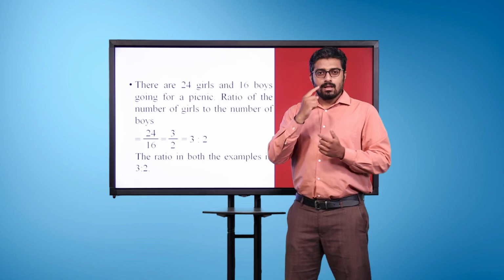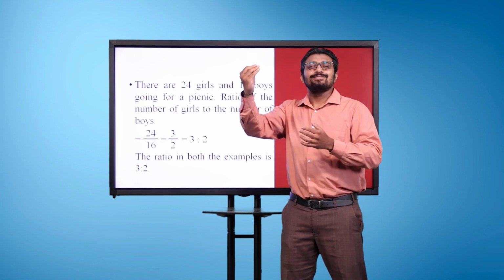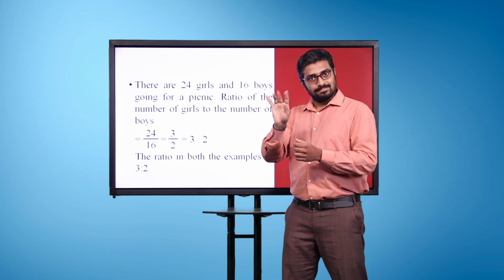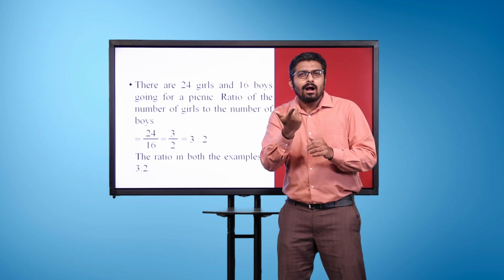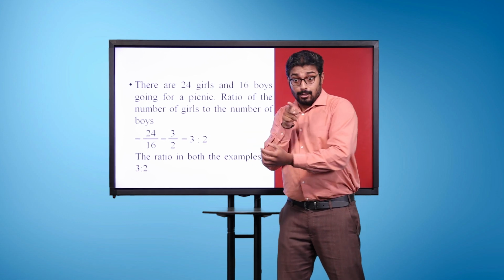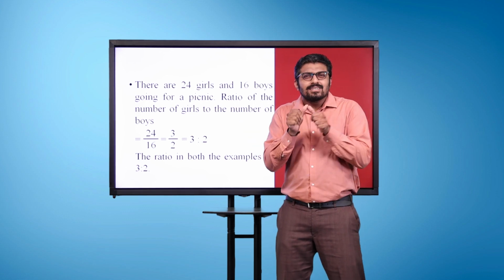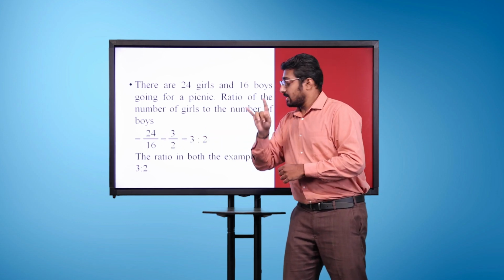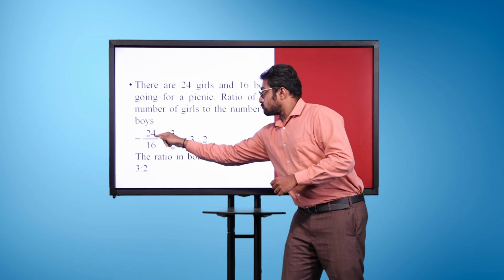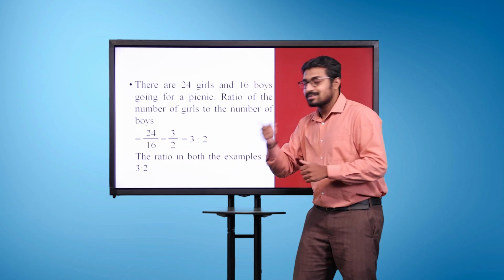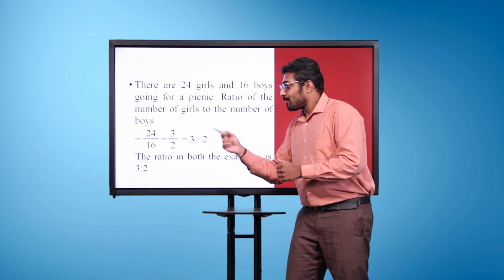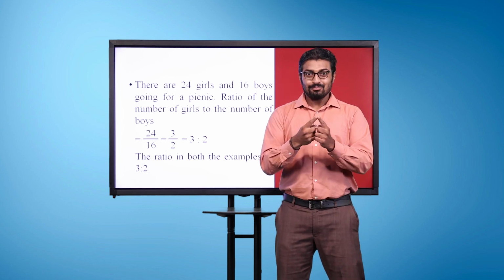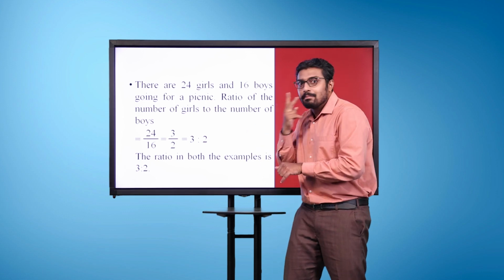There are 24 girls and 16 boys going for a picnic. Ratio of the number of girls to the number of boys is equal to 24 by 16, is equal to 3 by 2, is equal to 3:2. The ratio in both the examples is 3:2.